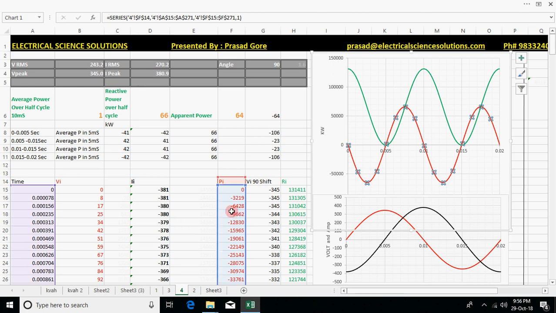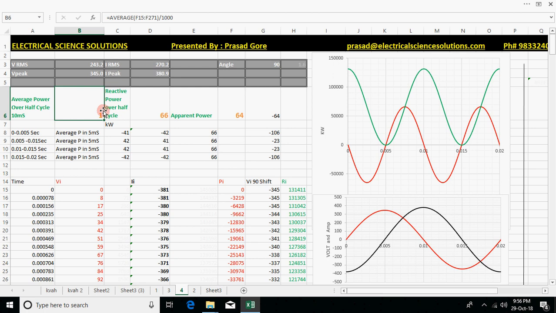Here you can see this is power, the power consumed by the inductor. In the first 5 milliseconds the power is consumed, and in the next 5 milliseconds it is delivered. So on average, the power comes to be zero. It shows one due to the averaging, but it is actually zero, because each half is zero.